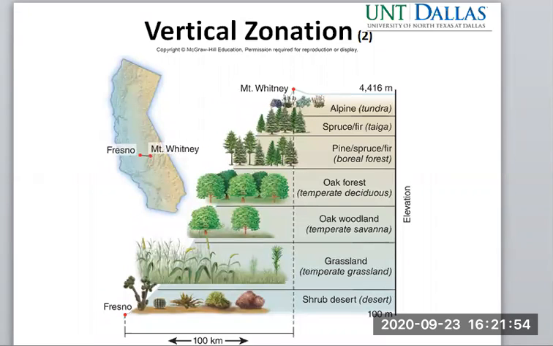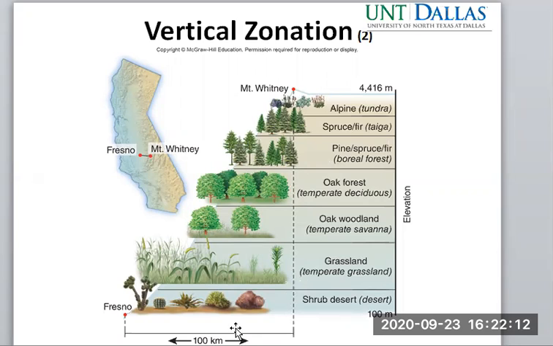Like here, you can see in this figure, while we travel from Southern California to Mount Whitney, there are different kinds of forests. You can see the different kinds of vegetation that grow here.